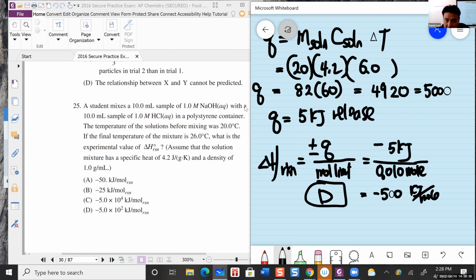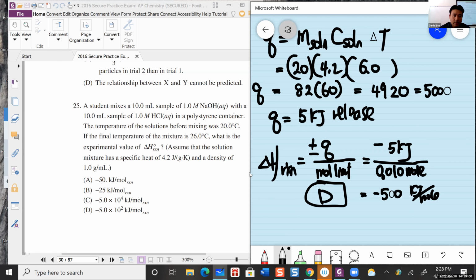Okay. Did I make a math calculation here? I got about 5,000. So it's 5,000 joules or 5 kilojoules divided by moles of limiting, 0.01. That would be 500. So the answer is D.